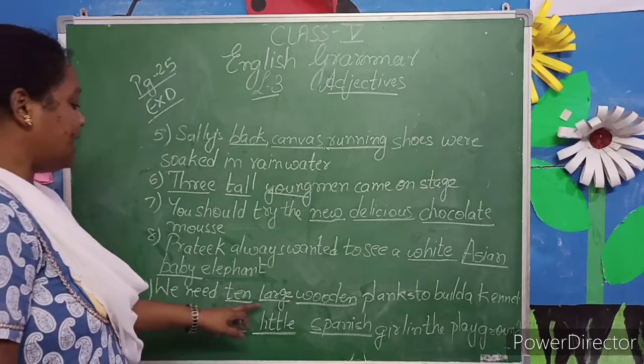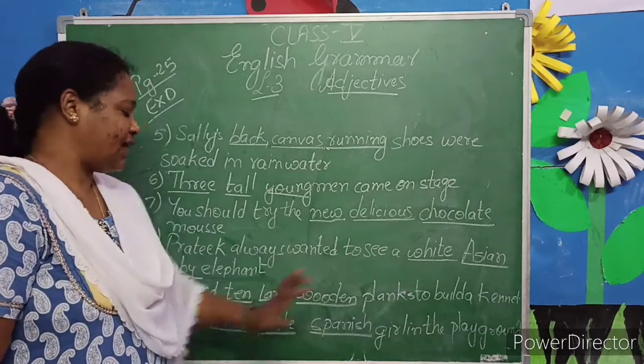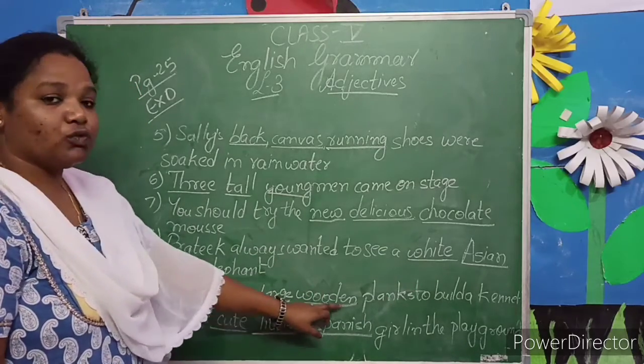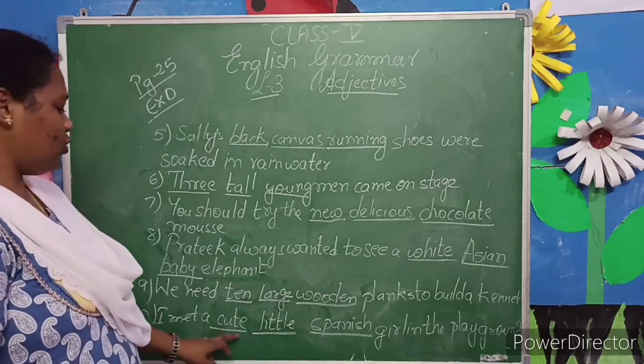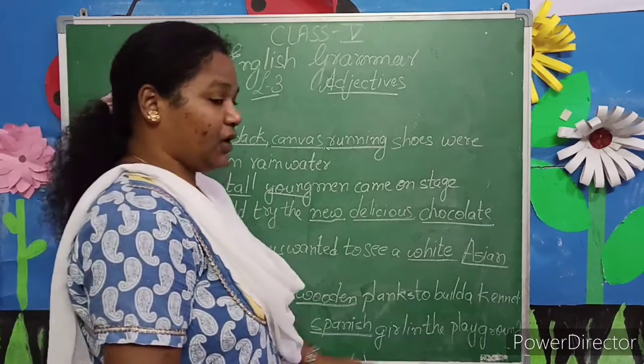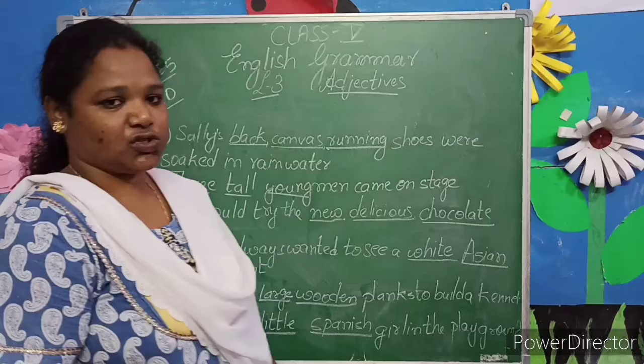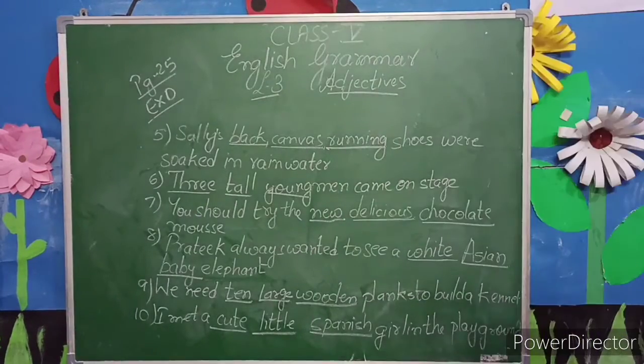Ninth one: We need ten large wooden planks to build a cabin. Ten large wooden. Tenth: I met a cute little Spanish girl in the playground. Cute little Spanish. Noted down.